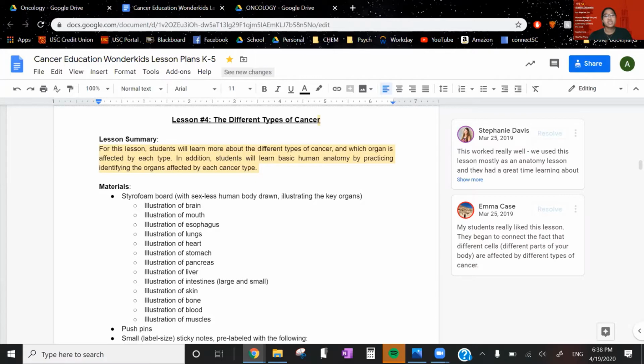This is the final lesson for the Oncology unit, Unit 1, and it's lesson 4, the different types of cancer. As with every fourth lesson of the unit, you're going to first administer the post-test. At the time that I taught this unit, we had an open-ended single question as our post-test, as well as a space for students to draw. I believe the question was, what is oncology?